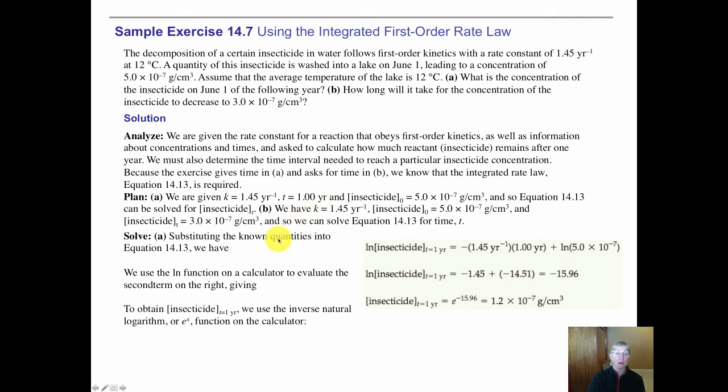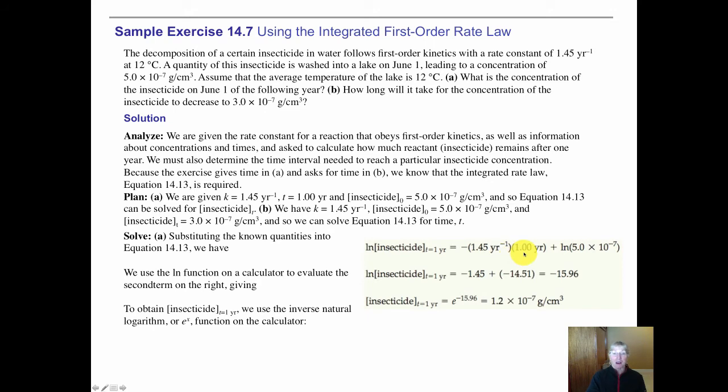So what you need to do is plug it into the equation that we learned. So you take the natural log of the insecticide at your specified time, 1 year. That would be equal to the negative of the rate constant, that's the slope.